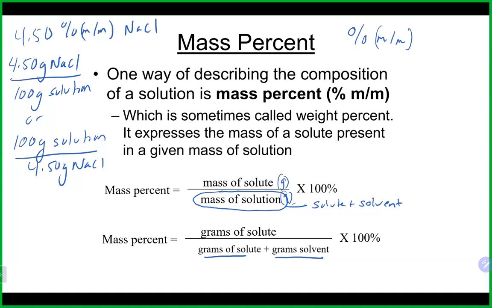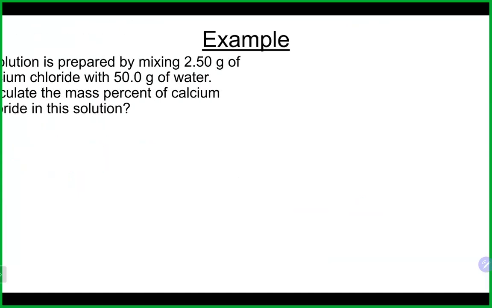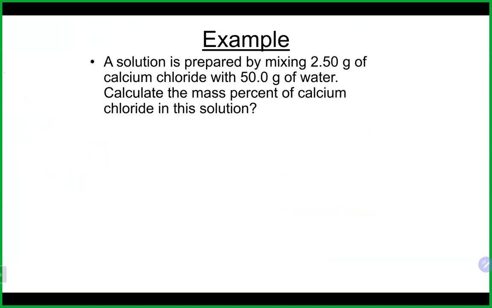Yeah. So let's take a look at one here. A solution is made by mixing 2.5 grams of calcium chloride with 50 grams of water. Calculate the mass percent of this solution. So we're looking for what is the percent mass to mass here. Okay, let's take a look.